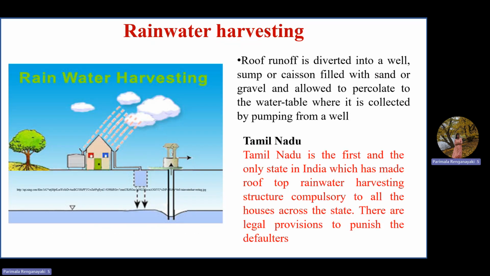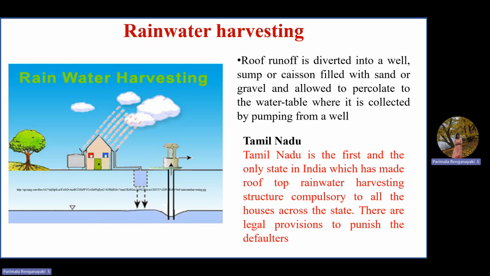The next thing is rooftop harvesting. The roof runoff is diverted into a well or a sump or a caisson filled with sand or gravel and allowed to percolate to the water table, where it is collected by pumping from a well. So if you see here, whatever falls on the roof is collected and goes to an underground sump, and it is recharging when taken from this well. That is what we are telling.